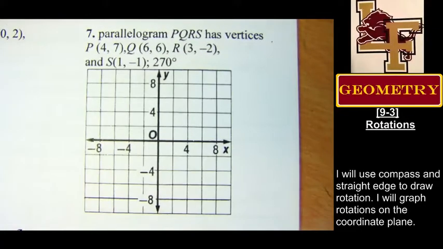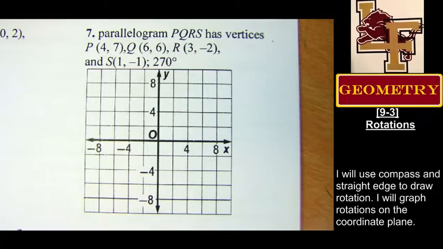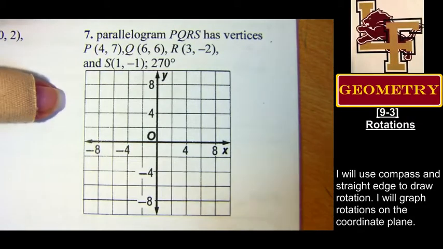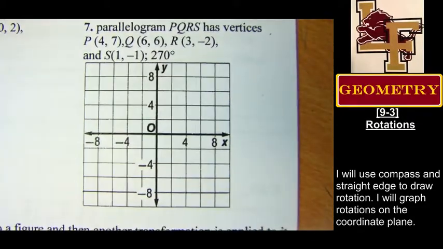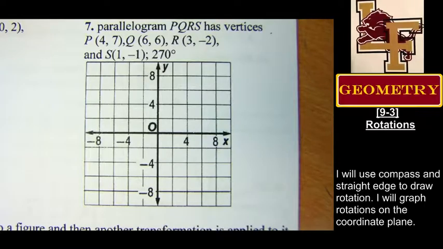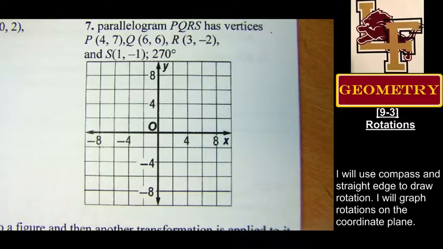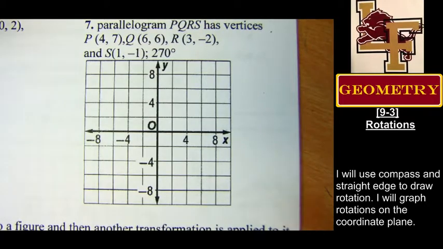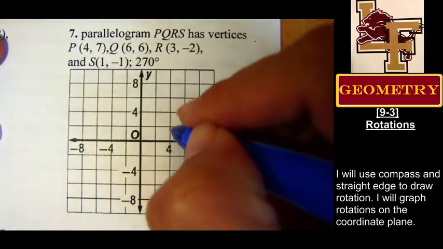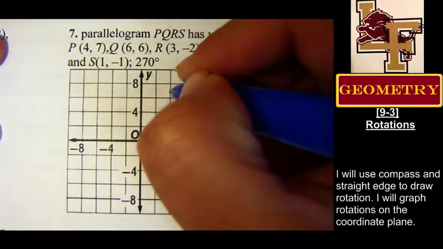All right, starts off, plot the 4 points that you've already been given. Please note that this scale is counting by 2s, which means if you have an odd number, you're going to be in the middle of points. Okay. So 4, 7.